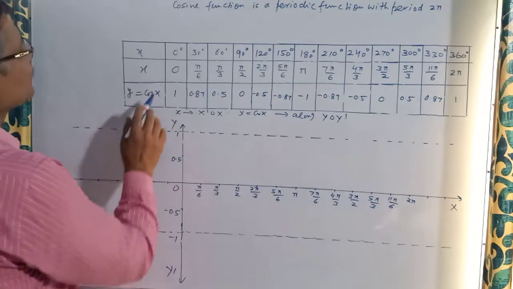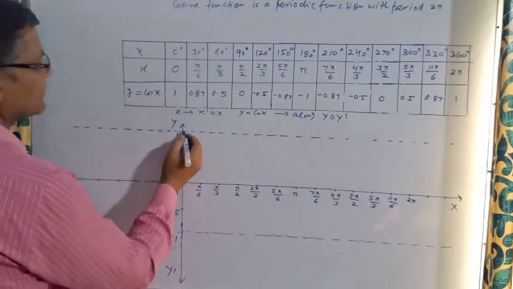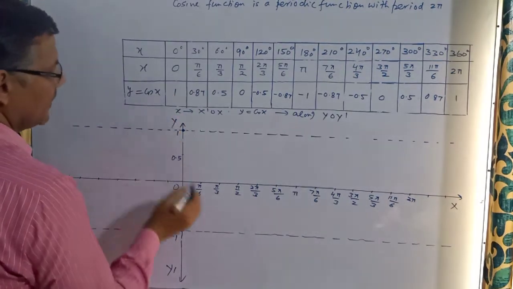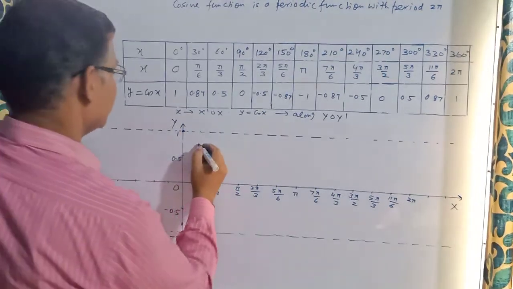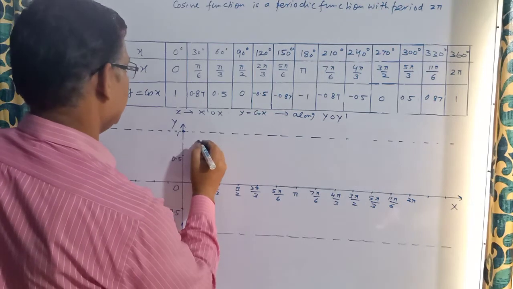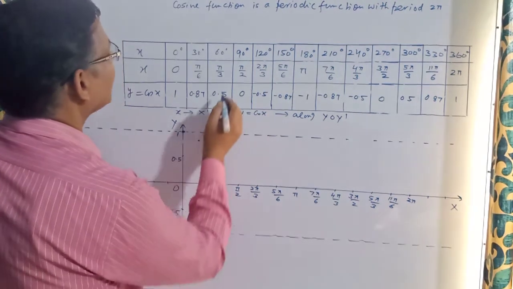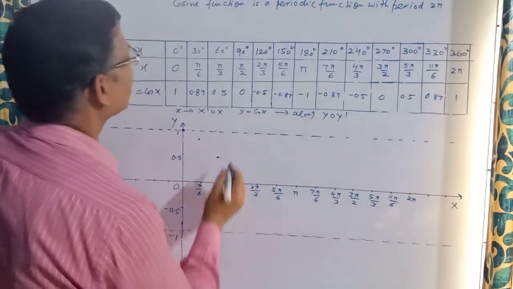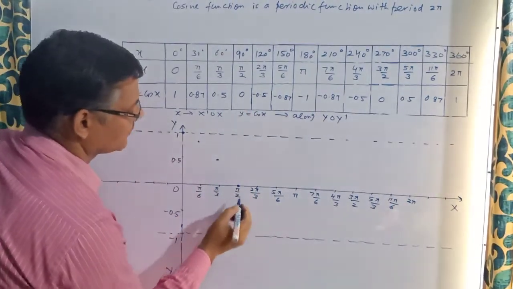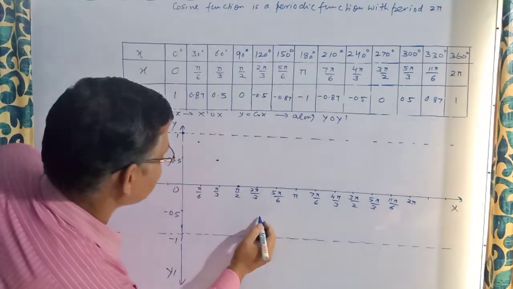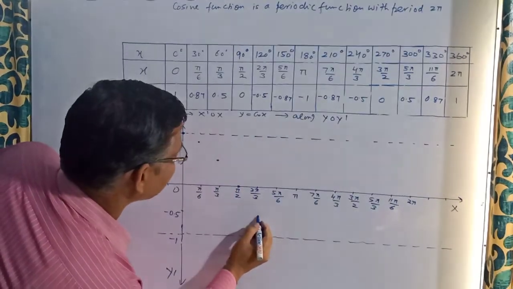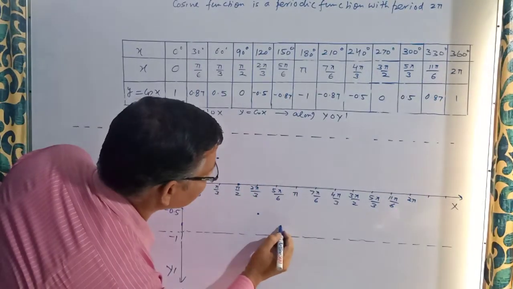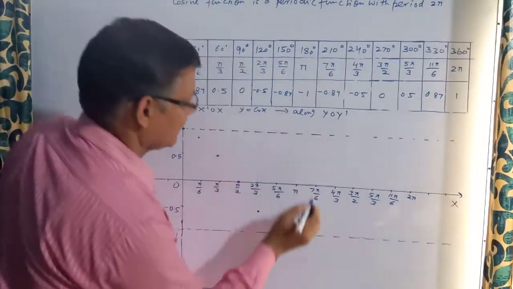So cosine 0 is 1. Yes, this is the point. First one, cosine 0, that is 0 and 1. At pi by 6, it is 0.87. At pi by 3, it is 0.5. At pi by 2, it is 0. At 2 pi by 3, it is minus 0.5. At 5 pi by 6, it is minus 0.87. At pi, it is minus 1.